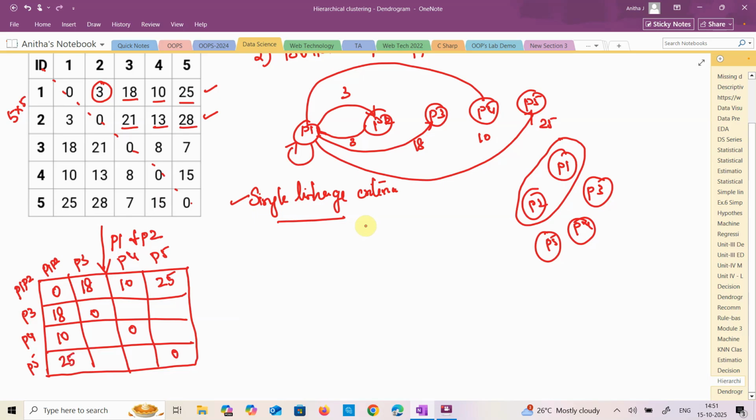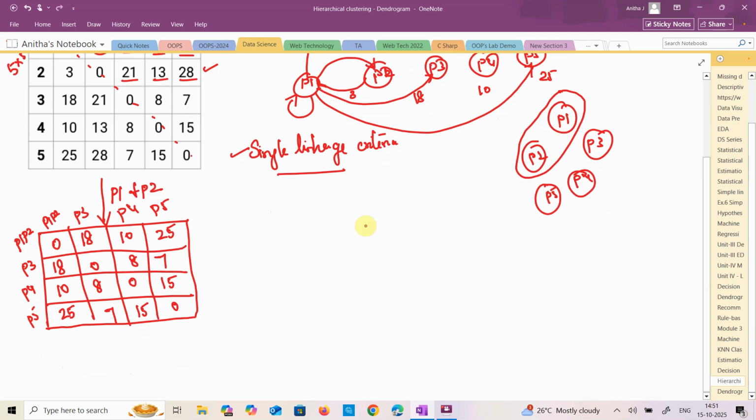Now coming to the next row, the distance between P3 and P4 has no change, so it will be 8 and this is 7. And the distance between P4 and P5 is 15, so we keep it as 15. So now we have merged two data points, P1 and P2.